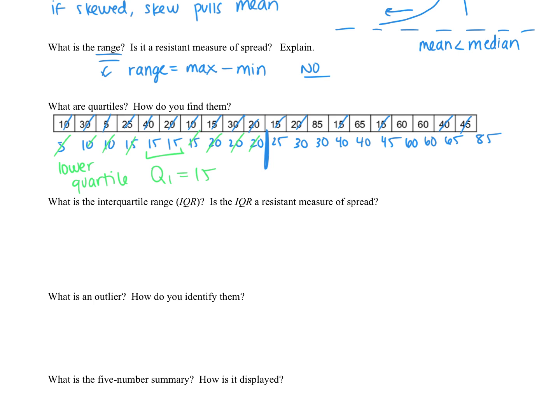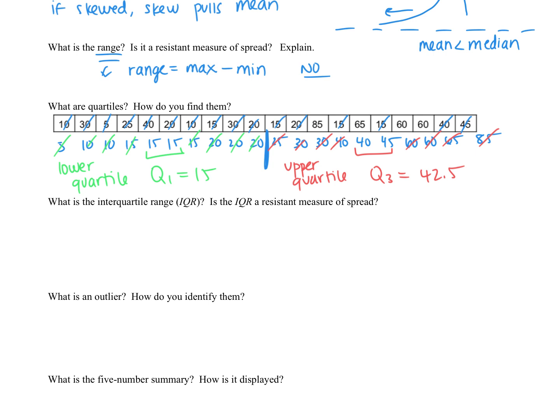Similar idea on the upper end. If I cross out maybe 3 from each end just to be efficient, and then 1, I'm now taking the average again of those 2 in the middle. This is called the upper quartile, which is denoted by Q3. It's the average of those 2 numbers, so it's 42.5. Okay with that? So those are your quartiles.